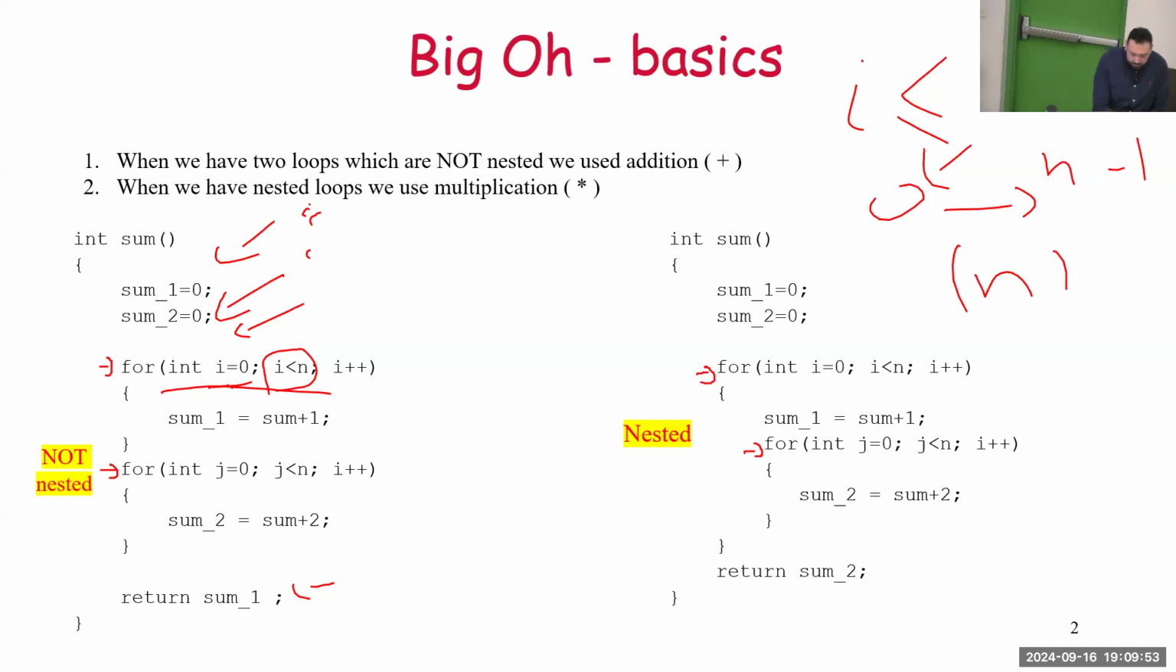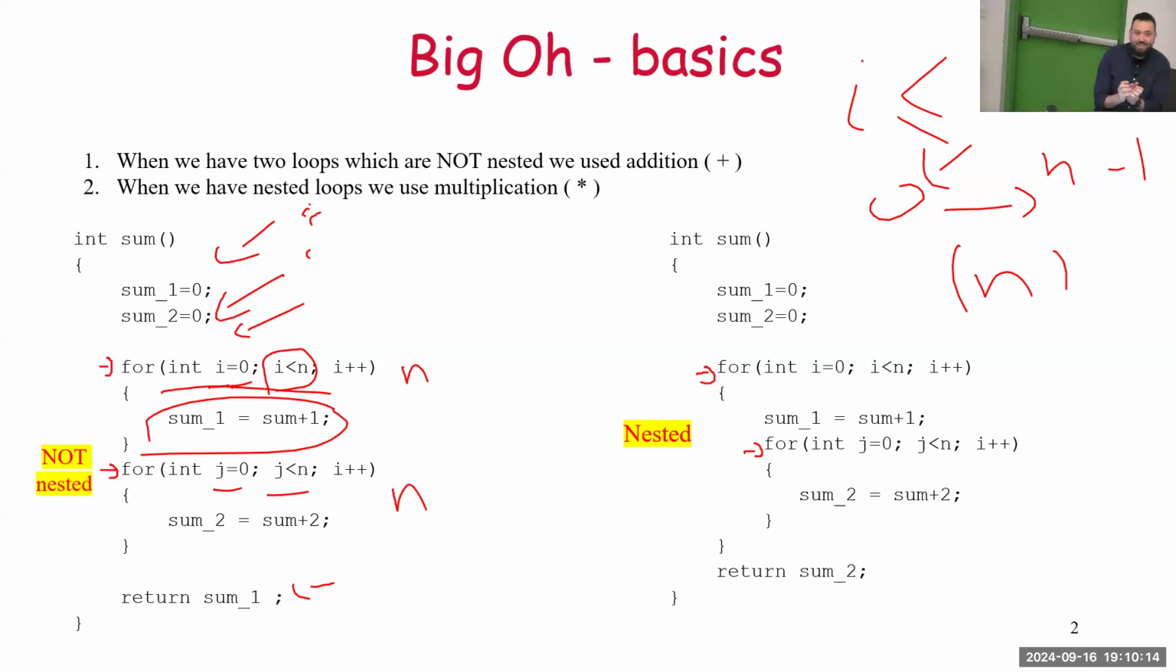Now the second one, again, j equals 0, j less than n. So this is also going to be n, right? So this one is going to be n times. When we say it runs n times, that means it's going to repeat what's inside it. So it's going to repeat this statement n times, right?